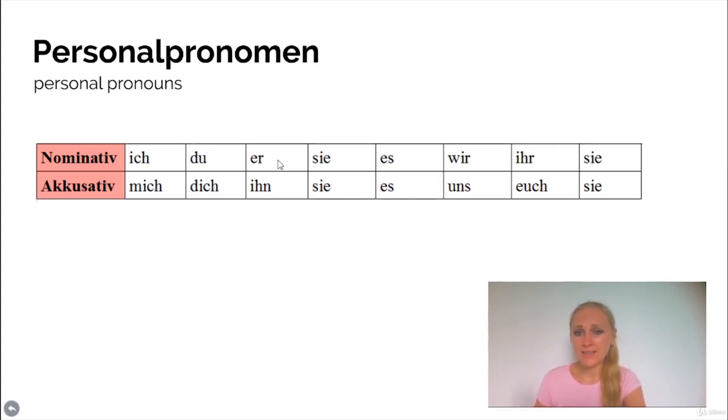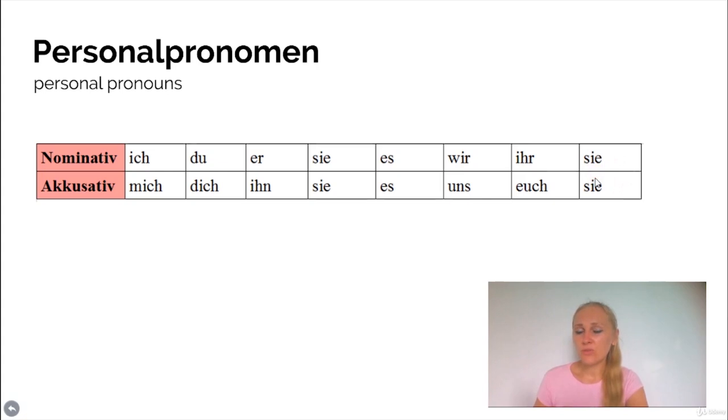Right? You don't say "I see she" or "I see he." You say "I see her" and "I see him." So it's exactly the same in German. The personal pronouns are changing. Ich is changing to mich, du is changing to dich, er to ihn, sie and es stay the same, wir is changing to uns, ihr to euch, and sie in the plural form also stays the same.